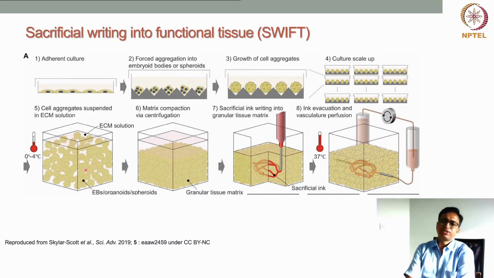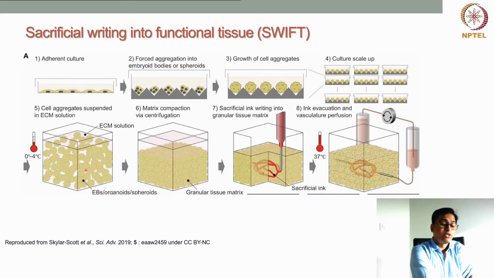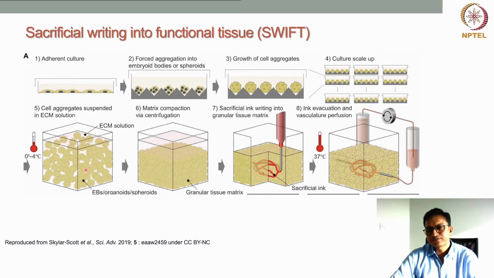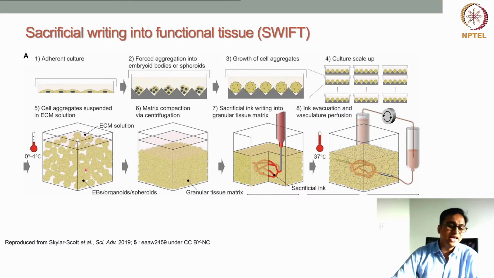Matrigel is also a temperature sensitive material, because below around 15 degrees centigrade it is in the liquid state. But if we bring the temperature to 37 degrees centigrade, then it will become solid. So they have suspended these embryonic bodies within the Matrigel bath at low temperature, where it is perfectly working as a support bath structure.